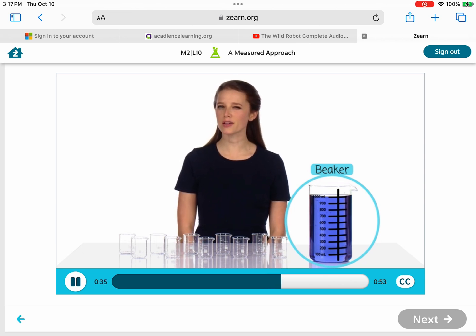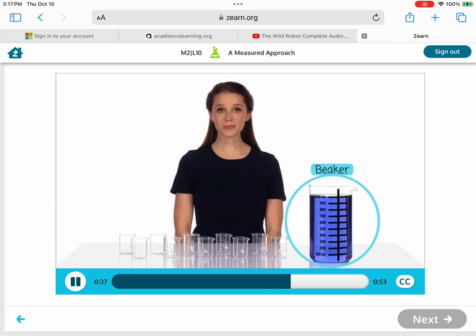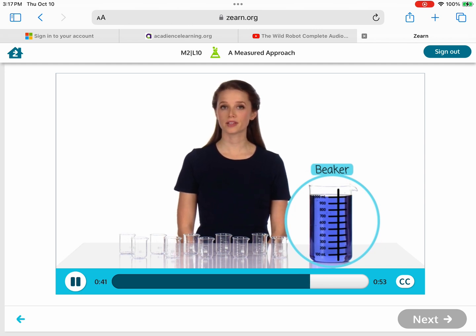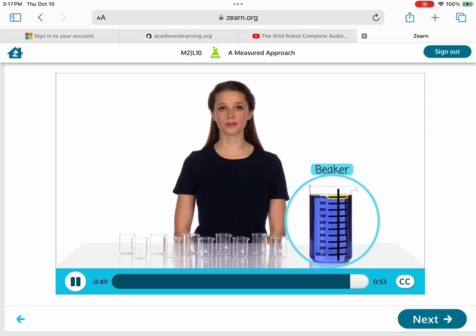The tick marks might remind you of something. A number line. Except here, the number line goes up and down. This is called a vertical number line. Our beaker holds 1 liter, or 1,000 milliliters, at its top tick mark. Where is the halfway point to 1 liter?